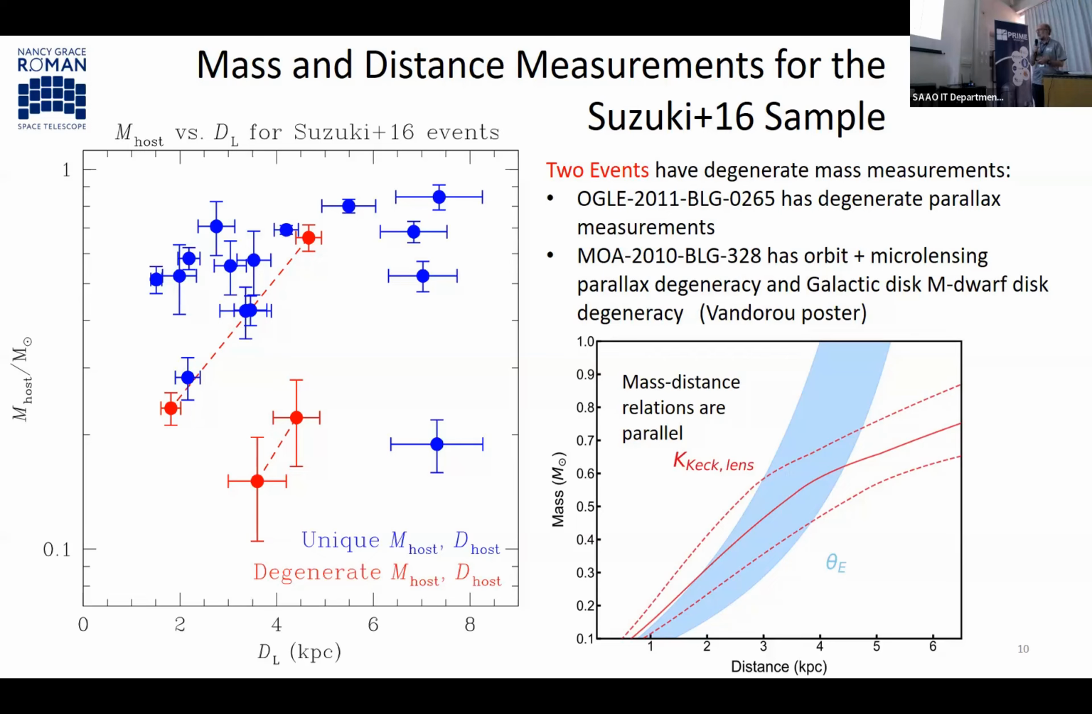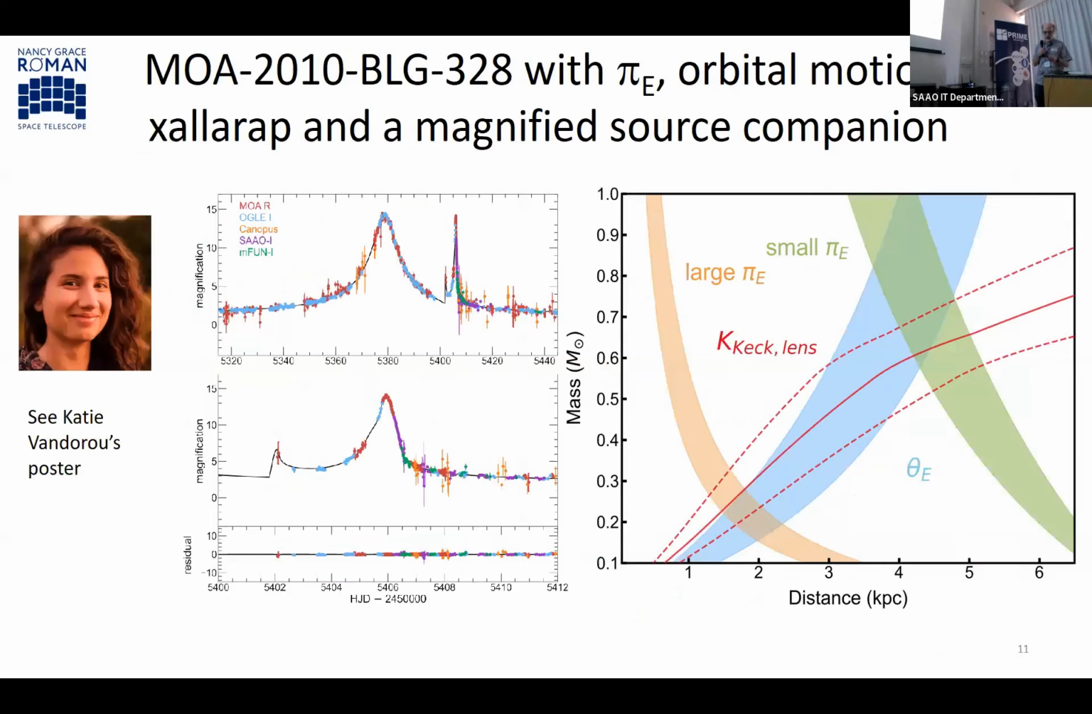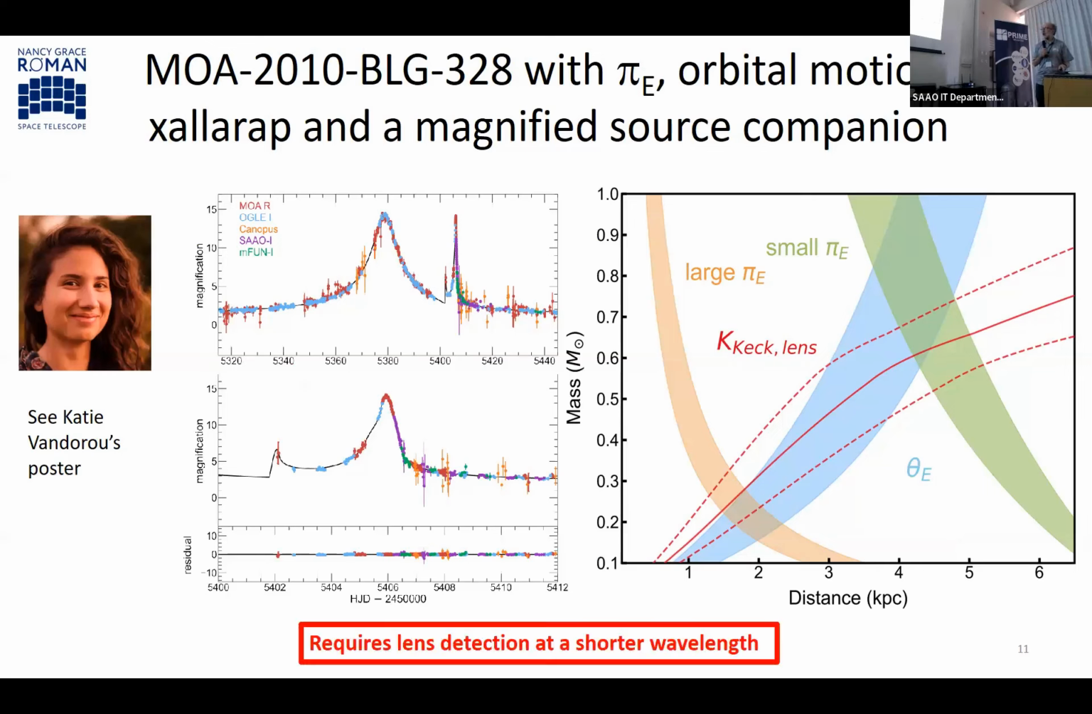So we want to make sure that we plan our Roman observations to avoid that in this result. Yeah, so this is the event that Katie's going to mention. So this is what the event looks like. Because of orbital motion and comparing to the source, we get two solutions with different parallaxes that give different results. We lens detection at shorter wavelengths.